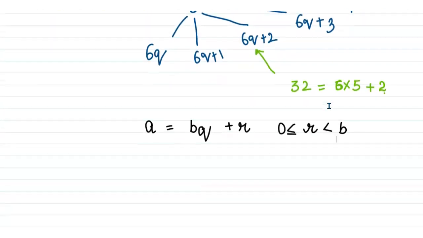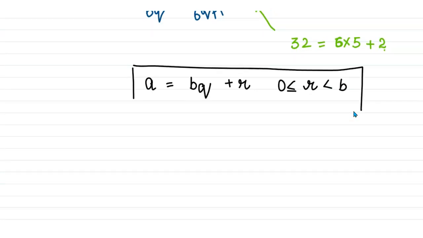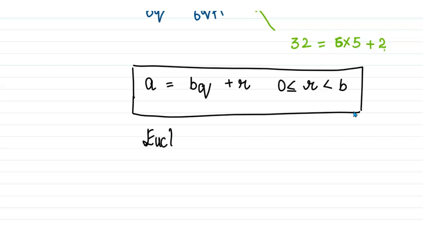So we get a generalized statement: A is equal to BQ plus R, where R lies between 0 and B. This is known as Euclid's division lemma. Now, when you have written down the statement, Euclid's division lemma, and understood it, you can discover the forms of different numbers. You can have different divisors and get the forms.